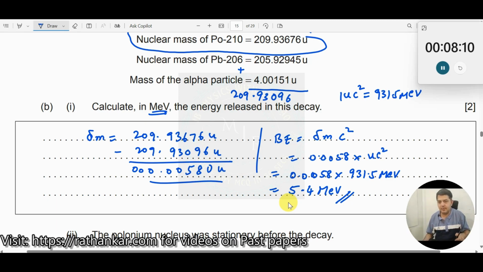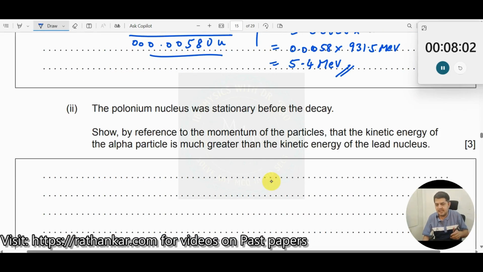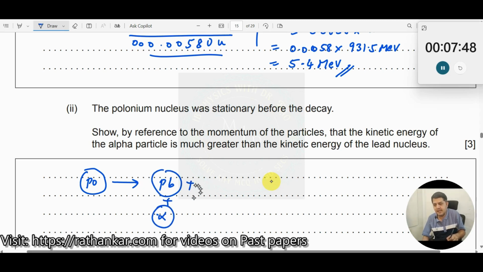Therefore, when polonium gives rise to lead, this is the amount of energy being given out. The polonium nucleus was stationary before the decay. Then decay happened, and this gave rise to lead plus 2He4, the alpha particle. Show by reference to the momentum of the particles.